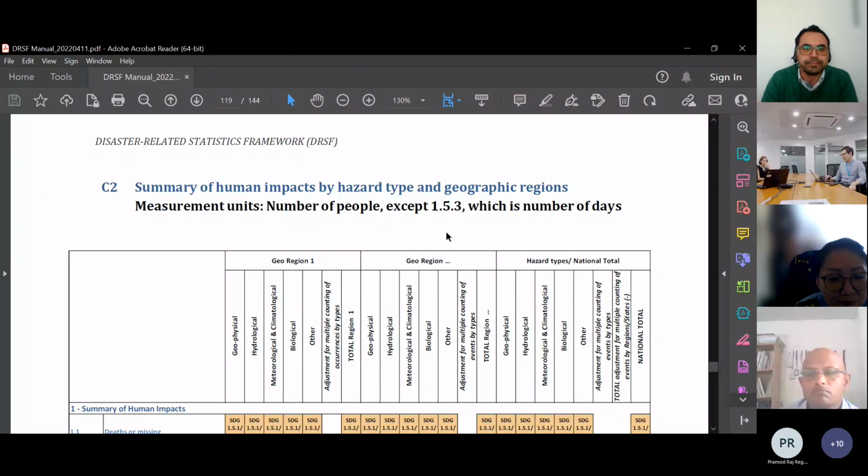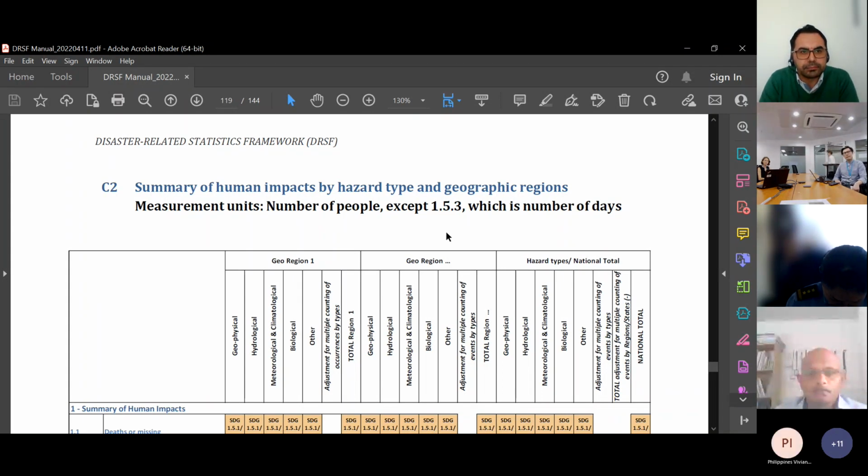Over the past 2 months we have been working with Sri Lanka, and Hakan kindly agreed to review the tables from Turkey's perspective. We are talking about one of the most important aspects of disaster data: human impact statistics.